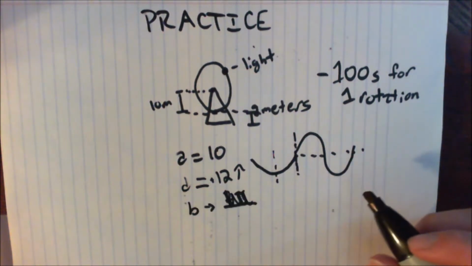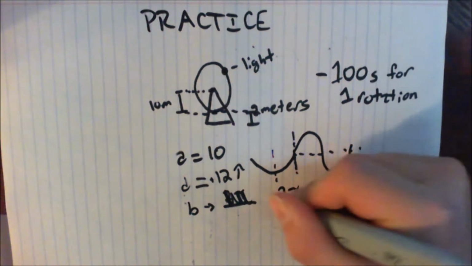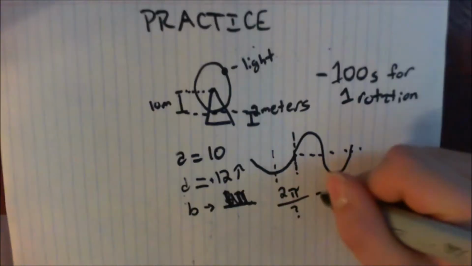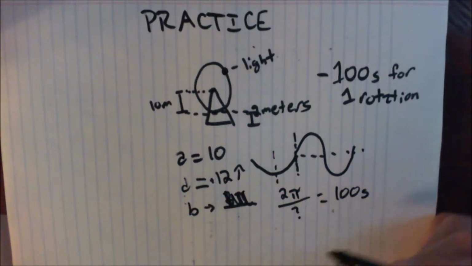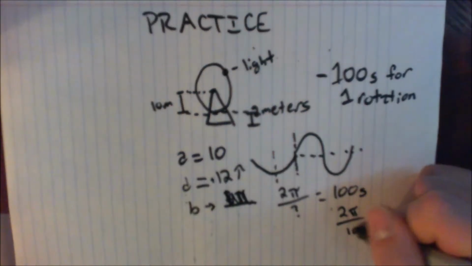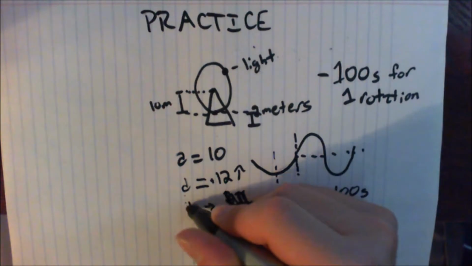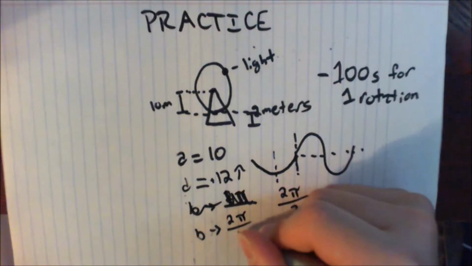Our b value is going to have to be derived in reverse. For 2 pi divided by some value is going to equal 100 seconds. So let's solve for that now. To solve for the question mark here, it's going to be 2 pi over 100. So our b value is going to be 2 pi over 100.